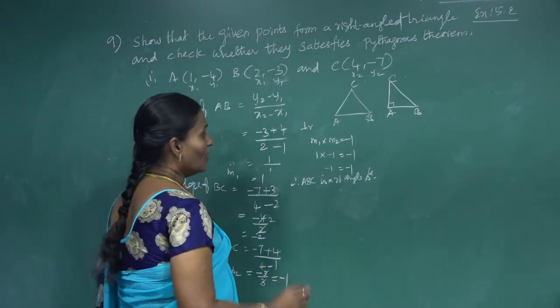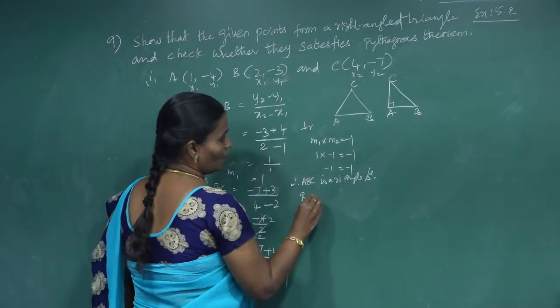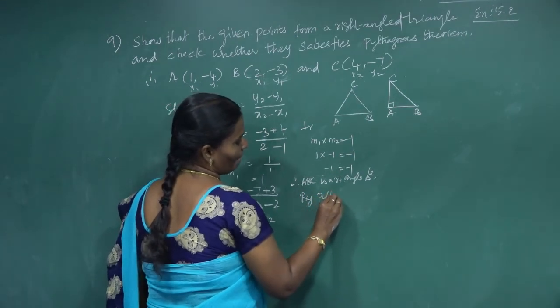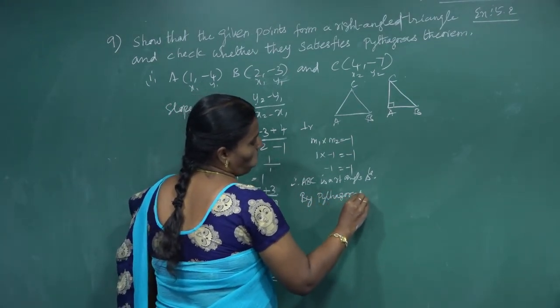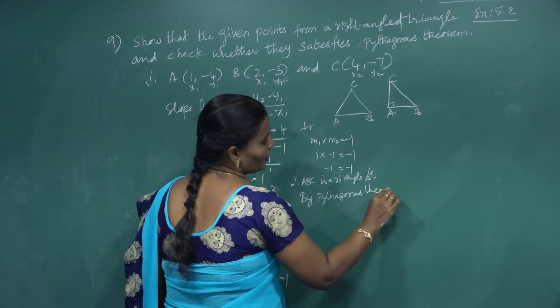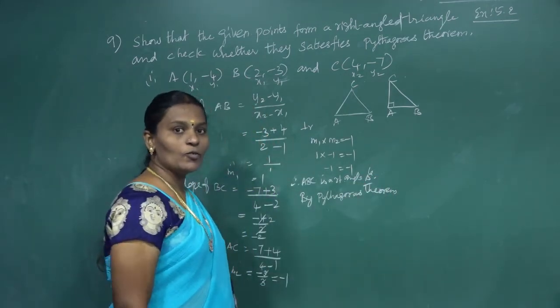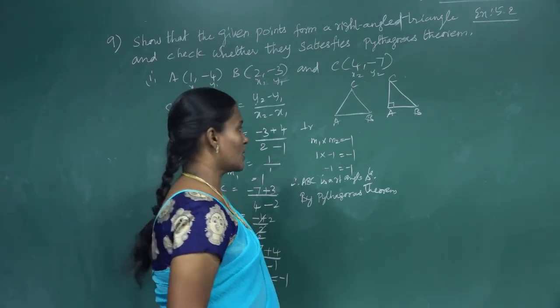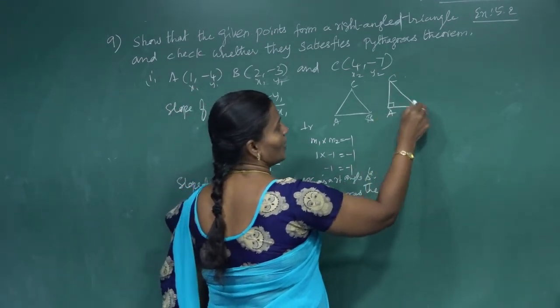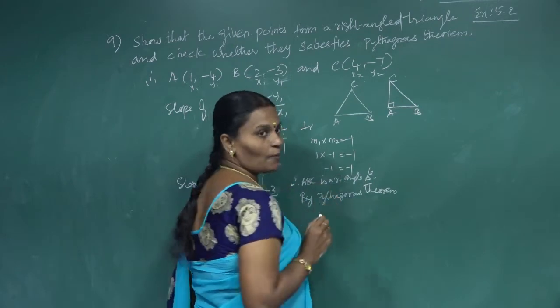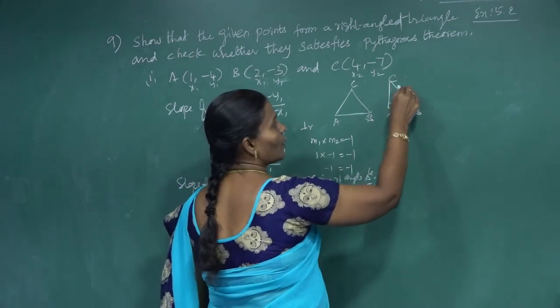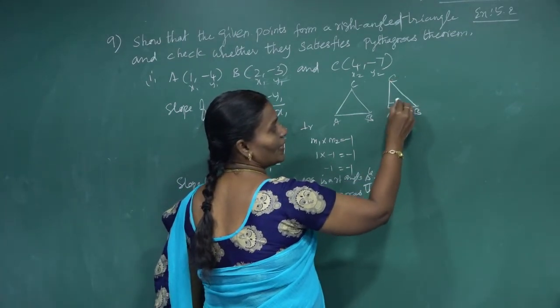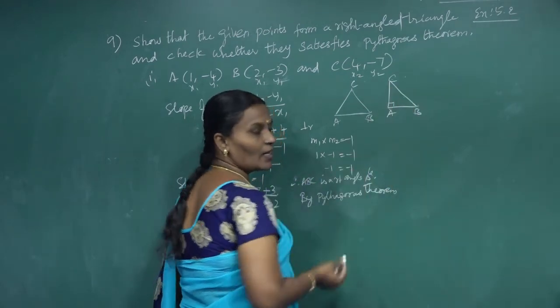So what is the Pythagoras theorem? You know that by Pythagoras theorem, the square of the hypotenuse is equal to the sum of the squares of the other two sides. So see, this triangle is a right angle triangle. Which is the hypotenuse side? BC is the hypotenuse, the side opposite the right angle is called the hypotenuse.